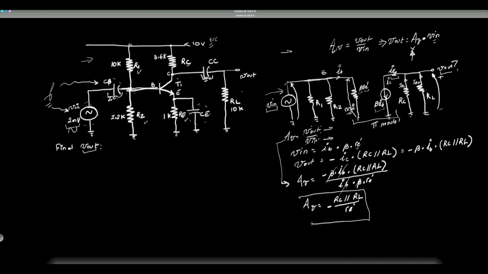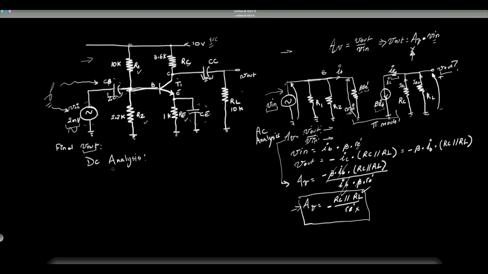Okay, but here's the problem. We know this one, we know this one, we don't know this. As I said before, we're going to now do a DC analysis. So what we did here is called the AC analysis. Right? This allowed us to at least get to this point. Now let's go ahead and do the DC analysis.